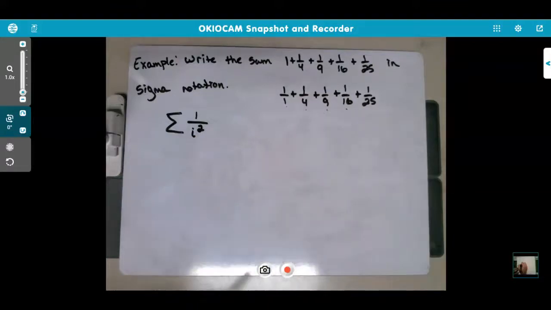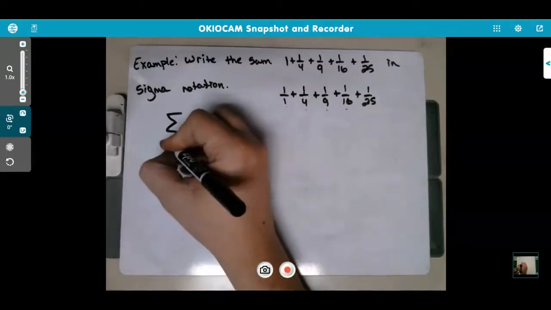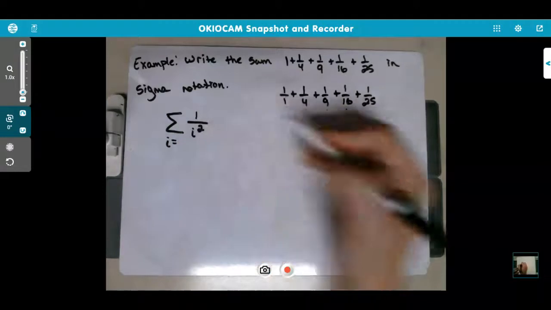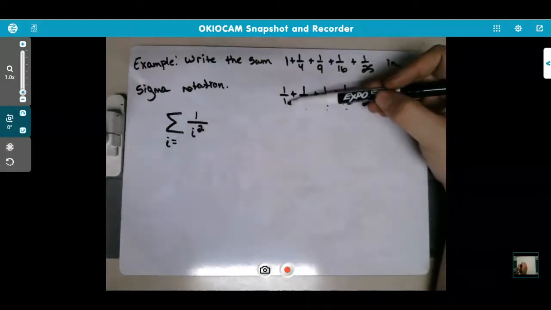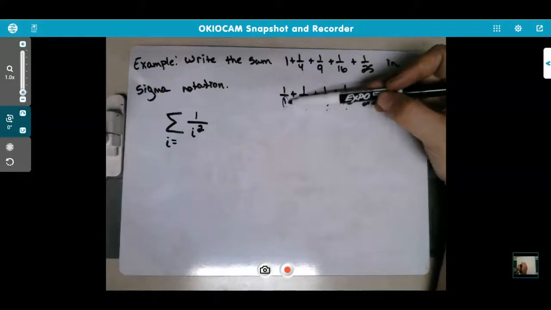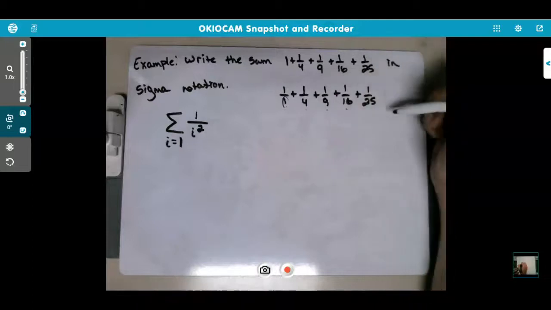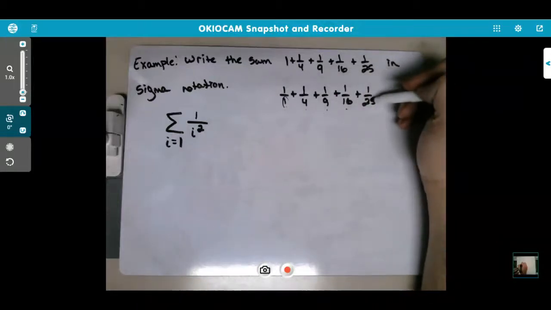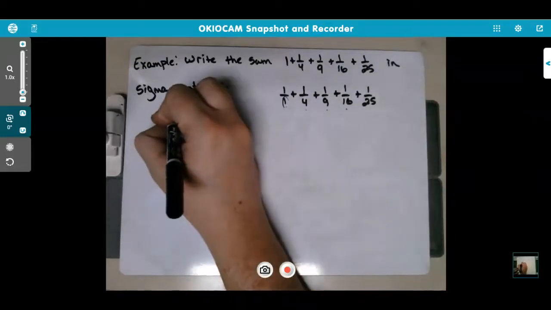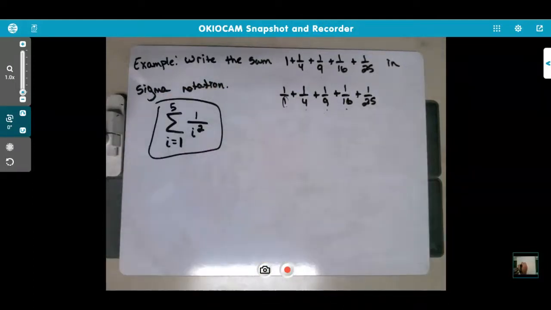Now I've got to think about where it starts and where it stops. Let's look at my first value of i. This is 1 over 1, and since 1 is 1 squared, I plugged in a 1 right here. So this is going to be i equals 1. Then looking at my last term, it's 1 over 25, and that is 5 squared, which means the last thing I plugged in was a 5. That is how I would write this sum in sigma notation.